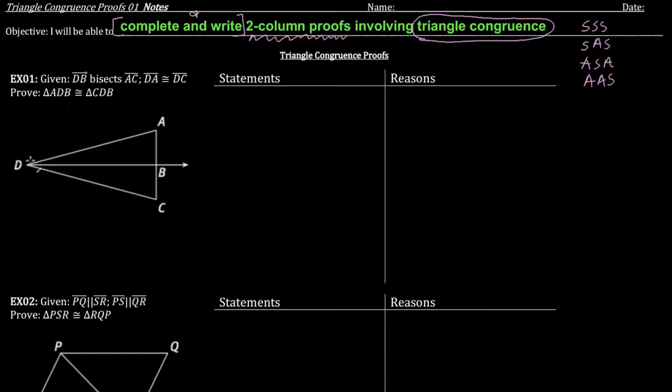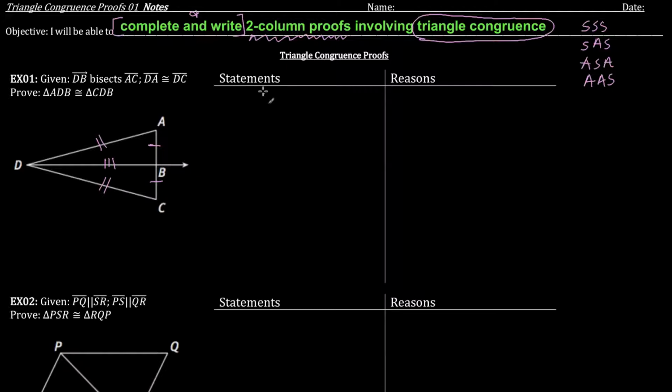So we know that DB bisects AC. Okay, so we know that right there, AB is congruent to BC. So we know we got two sides that are the same. And we know that DA is congruent to DC. Segment DA is congruent to segment DC. We're good so far. And obviously, if we're talking about this triangle and this triangle, they share this side. So it looks like it's going to be side, side, side.